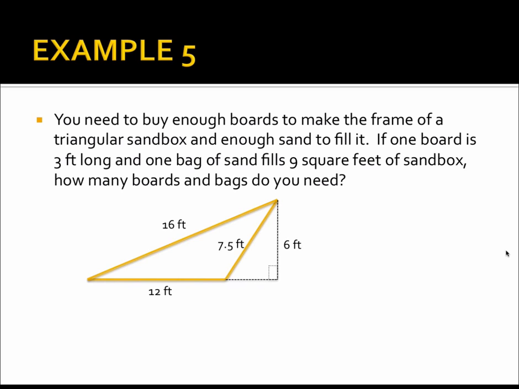Hold on, let me interrupt for 1 second. How else could you do that same calculation? Just find the perimeter and divide by 3. Find the perimeter, divide by 3. You get the same results. So 35.5 divided by 3. You get 11 point what? 83. Okay, so we have to round up to 12. Are we all in agreement? Yeah. Okay, good. How much sand do we need, Deb? 4 bags. Why?